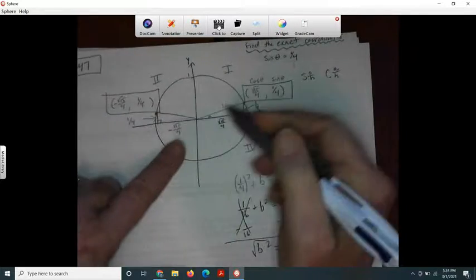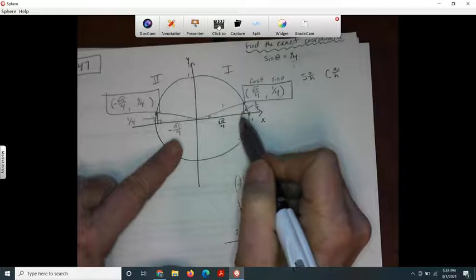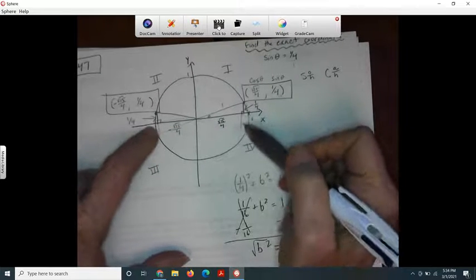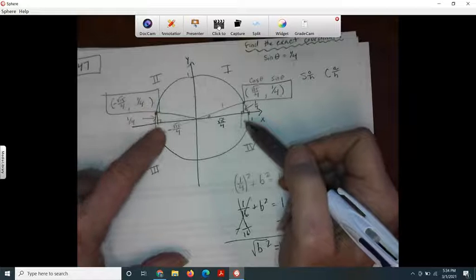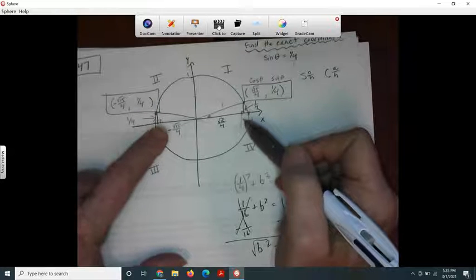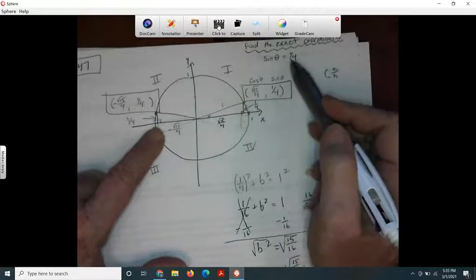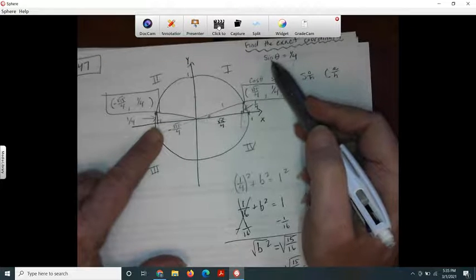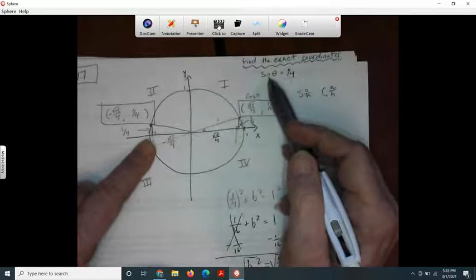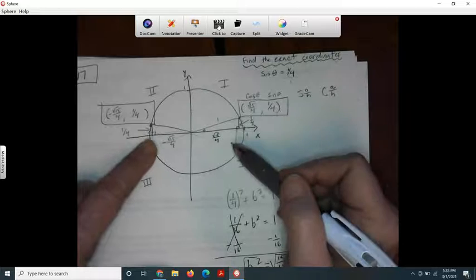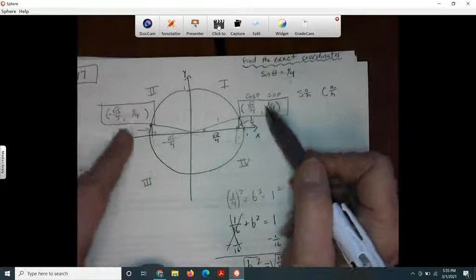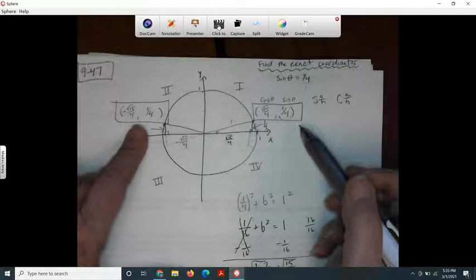Now I know there's 2 more triangles. There's one down here, and there's one down here that also have this height as 1/4. But when they're down here, it's negative 1/4. And the problem's asking me for sine of theta, they want to know what are the exact coordinates if sine of theta is positive 1/4. So I'm not going to use these bottom triangles that I could draw. So these are the two answers to 9-47.